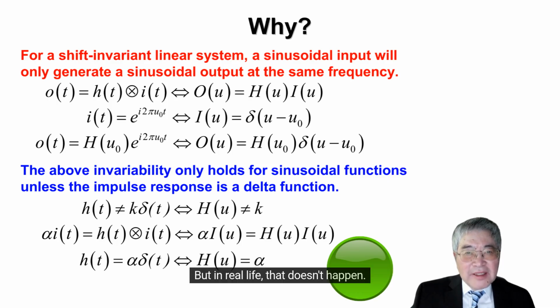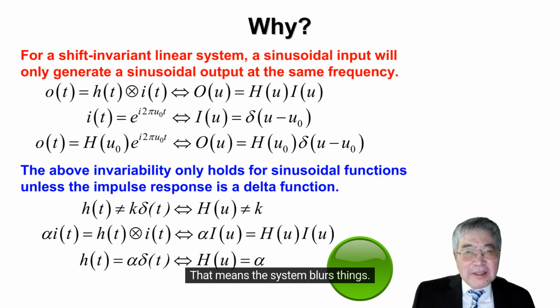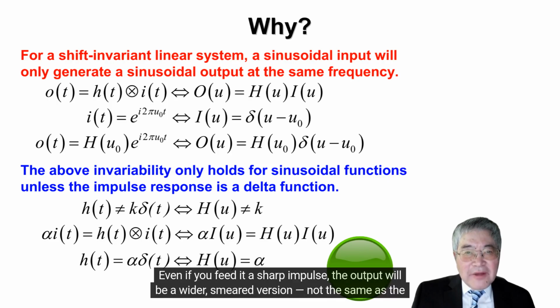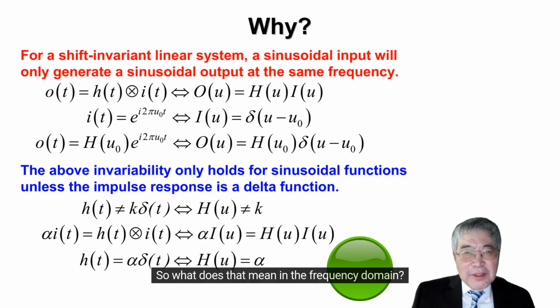But in real life, that doesn't happen. No camera has a true delta response. In practical systems, the impulse response is not a delta function, it's more spread out. That means the system blurs things. Even if you feed it a sharp impulse, the output will be a wider, smeared version, not the same as the input. So what does that mean in the frequency domain?